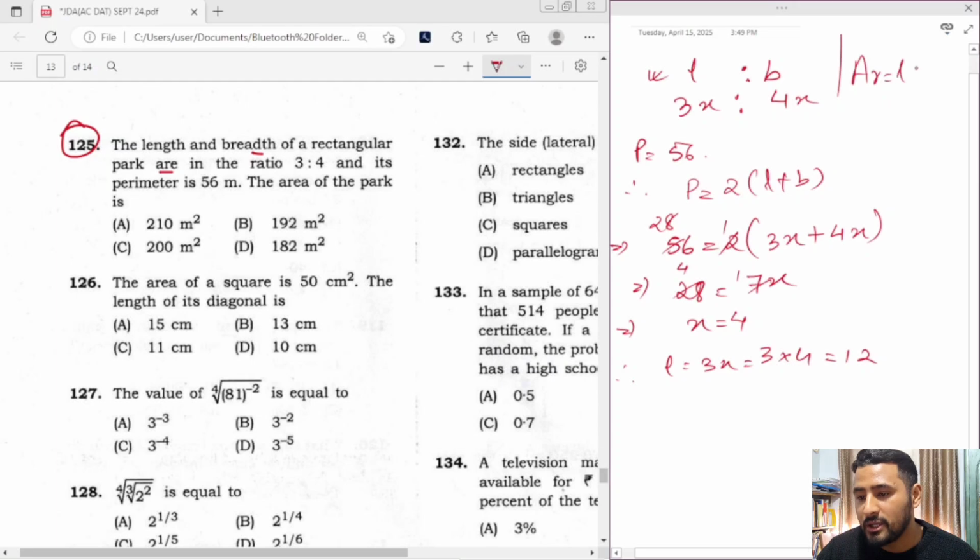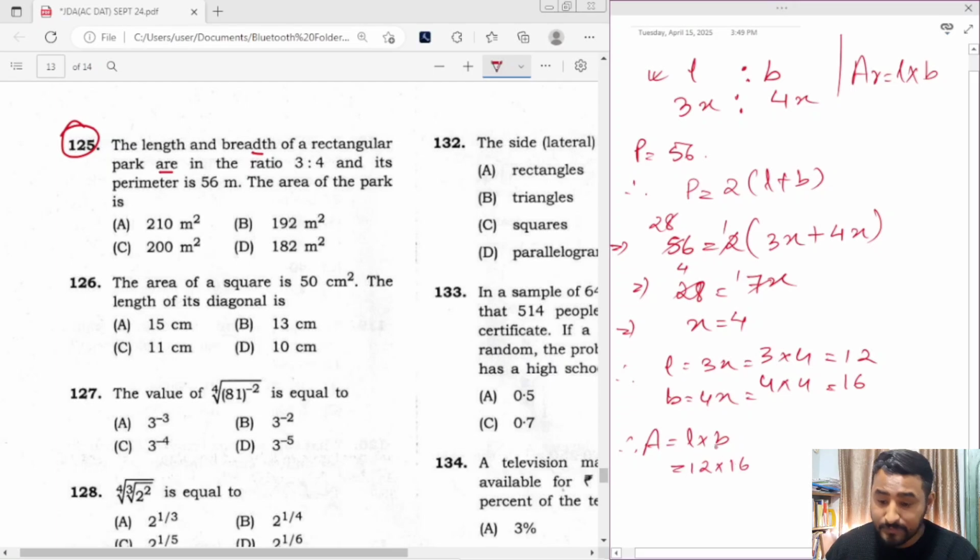Area of a rectangle is how much? Length into breadth we need to find. Okay, and what about B? Breadth will be how much? 4x. That means 4 into 4, which will be equal to 16. Now therefore area will be length into breadth, which is equal to 12 into 16.